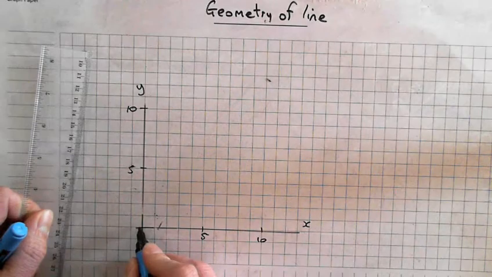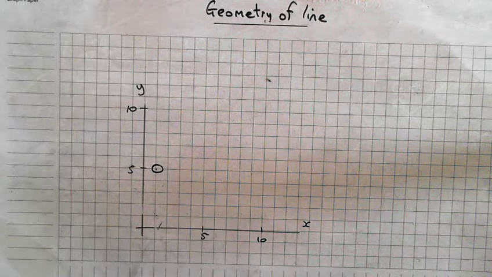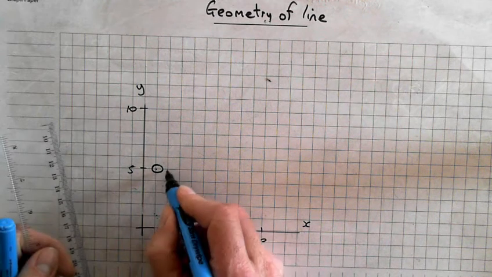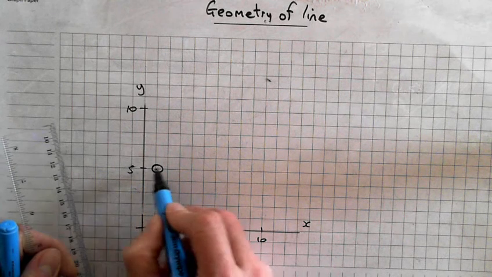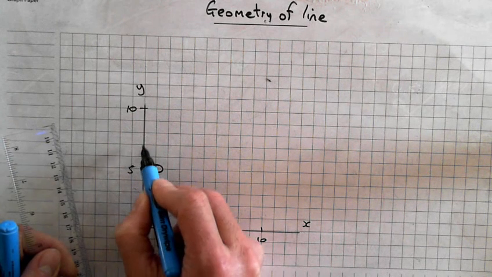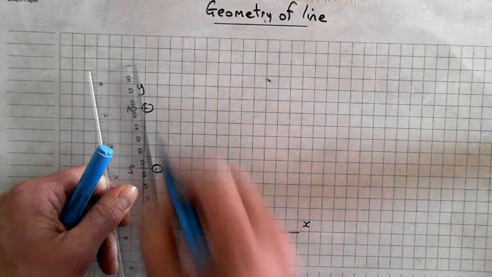Right, another one. Given a point 1, 5. Draw a slope of minus 5. Right 1, down 5. 1, 2, 3, 4, 5. Left 1, up 5. 1, 2, 3, 4, 5. That's the line there.